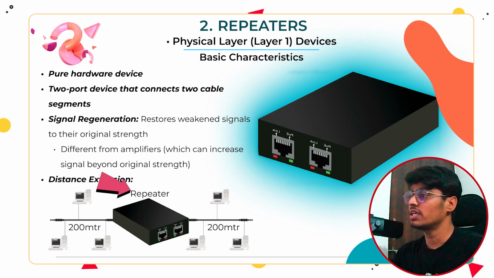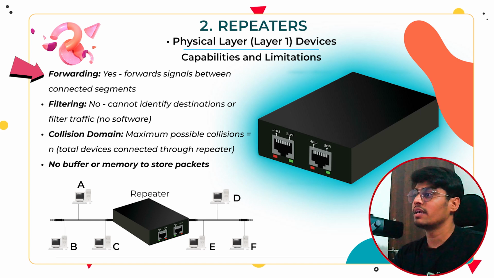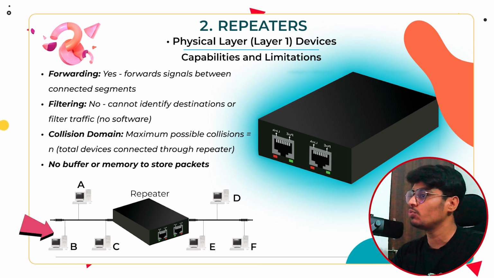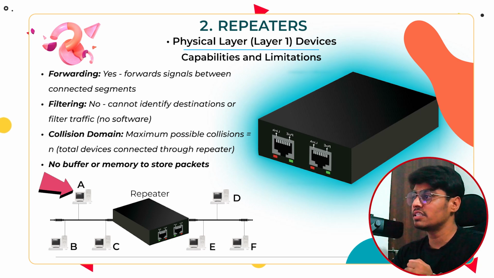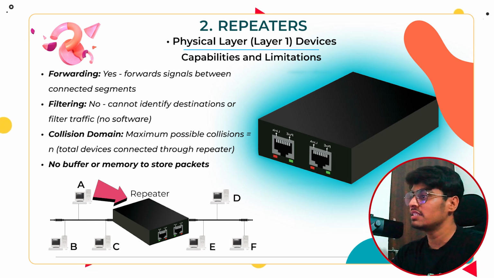Apart from this, what is asked here in the exams? Forwarding. Does the repeater do forwarding or not? Forwarding means, let's say A has to send a message to B. As A sends the message to B, when the message reaches the repeater, it will forward it and place it on the complete link. Okay, next is filtering.